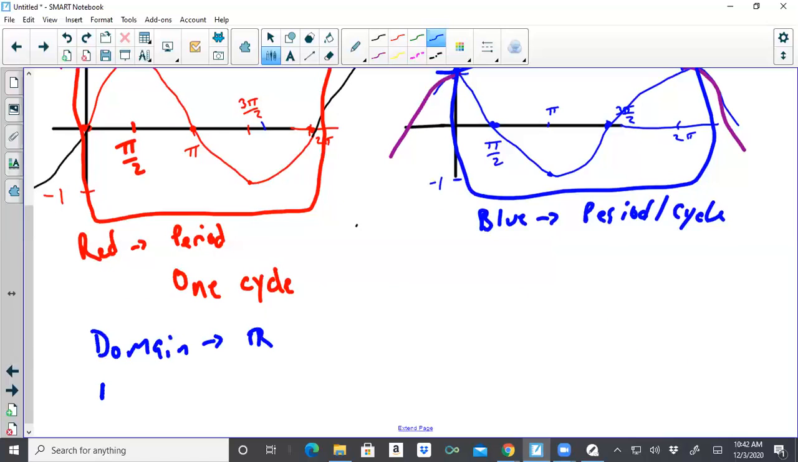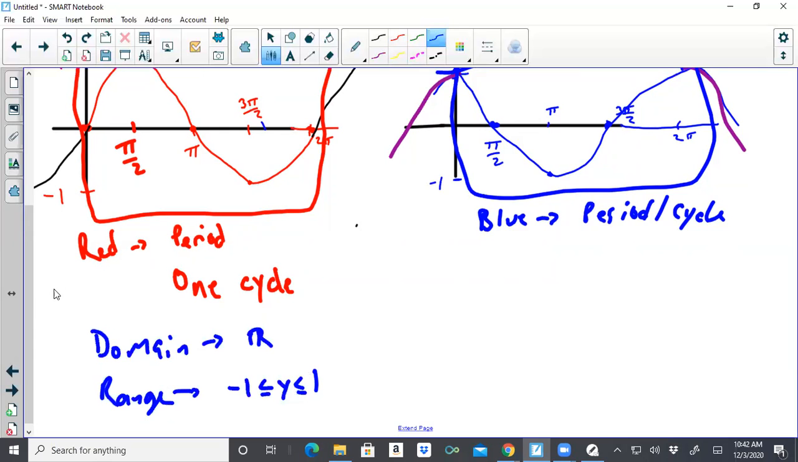And the range for both of these is also the same, because the range goes from -1 to +1. So that tells me that my value is between -1 and +1. So -1 is less than or equal to y, which is less than or equal to 1. So all of these have the same domain and range. All of the x values can be plugged in, and only -1 to +1 can be outputted.